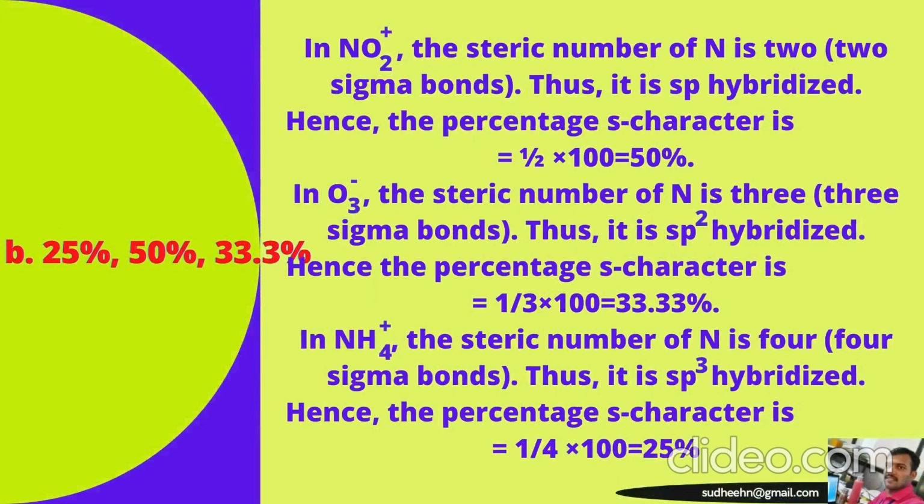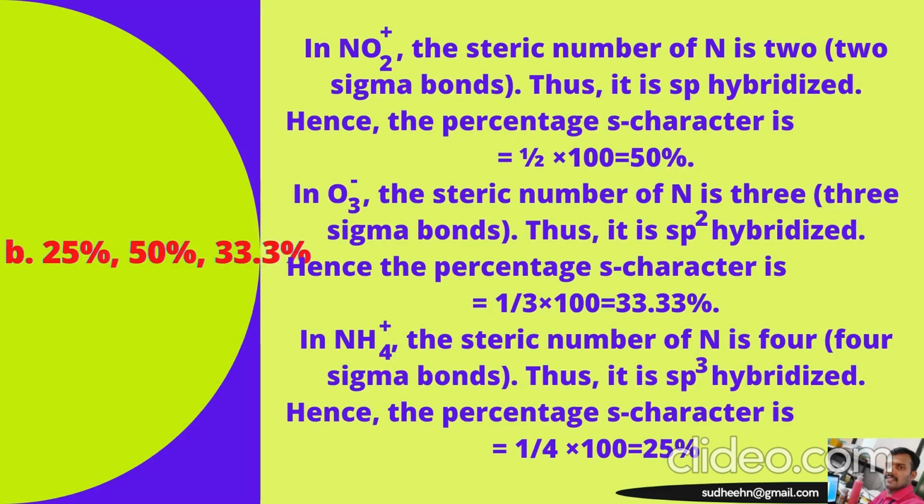So this can be obtained by the relation and the condition. In NO2+, the steric number of N is 2, because it has 2 sigma bonds. Thus it is sp hybridized. Hence the percentage of S character is half into 100, that is equal to 50%. In NO3-, the steric number of N is 3, so 3 sigma bonds. Thus it is sp2 hybridized. Hence the percentage of S character is 1 by 3 into 100. So the value is 33.33%.